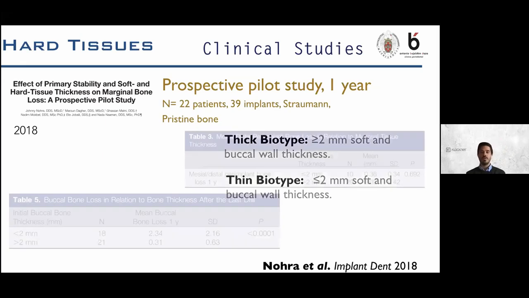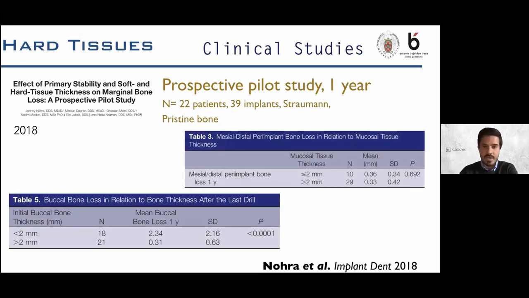And the results were this. As you can see, regarding the soft tissues, there were no differences in terms of distal and mesial preimplant bone loss at 1 year. There were no statistically significant differences. However, there was a little bit more preimplant bone loss in the group of thin biotype than in the thick biotype.